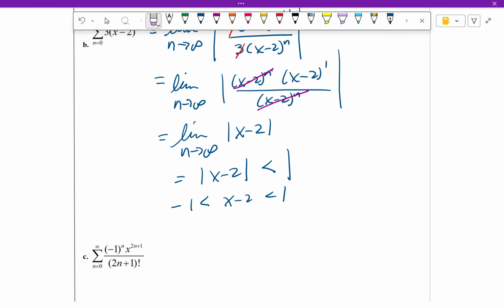So now I have an interval, right? That's how I take absolute value bars off. So it's always going to be less than 1 because of the ratio test, okay? I'm going to split that off.